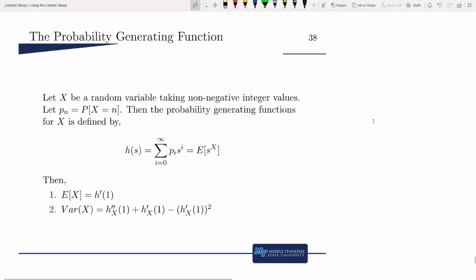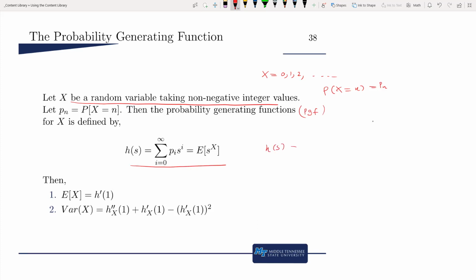On this slide, you will see a function called the probability generating function. So let's say X is a random variable taking non-negative integer values. What that means is X can take 0, 1, 2, and so forth. And then we define the probability of X equal n as p_n. Then the probability generating function, or PGF, for X is defined using this formula: h(s) is the expected value of s to the X.